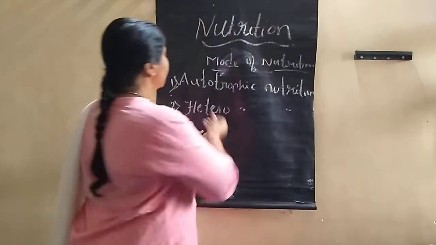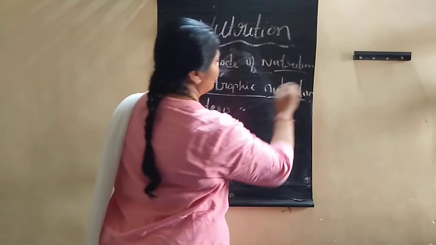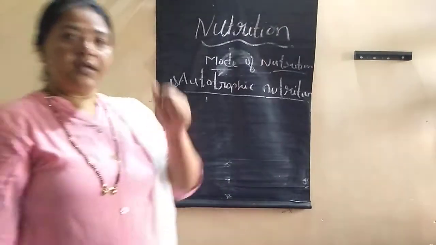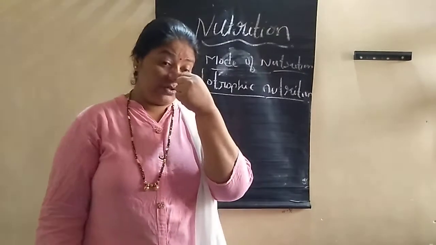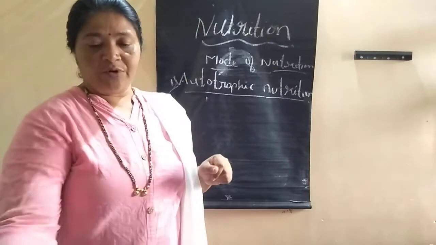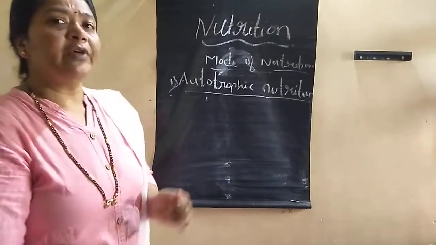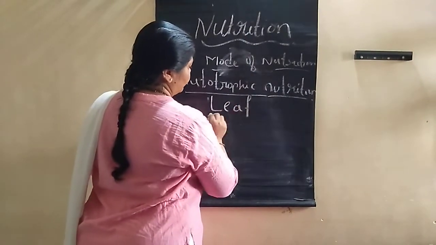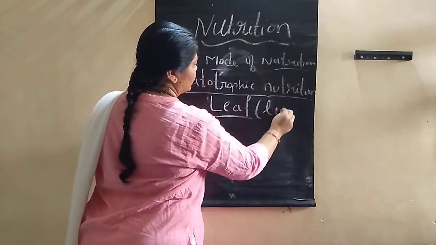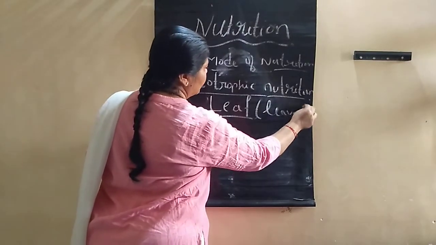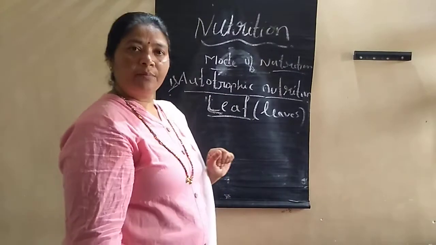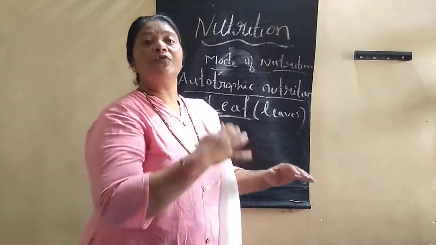First we have to go through the autotrophic mode of nutrition, which you can see in plants. In the autotrophic mode of nutrition, you know that they prepare their own food. Where do they prepare it? In the leaf or leaves. They prepare the food in the leaves. This leaf is considered the kitchen of a plant. In this kitchen, the food will be prepared.